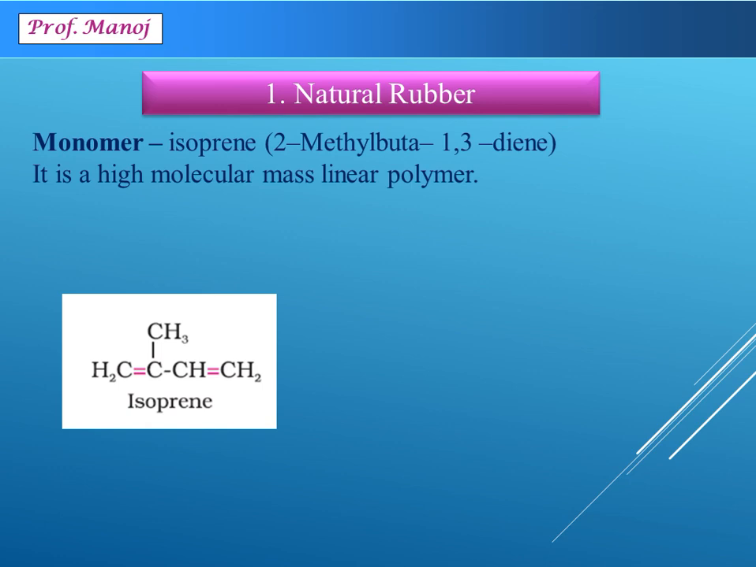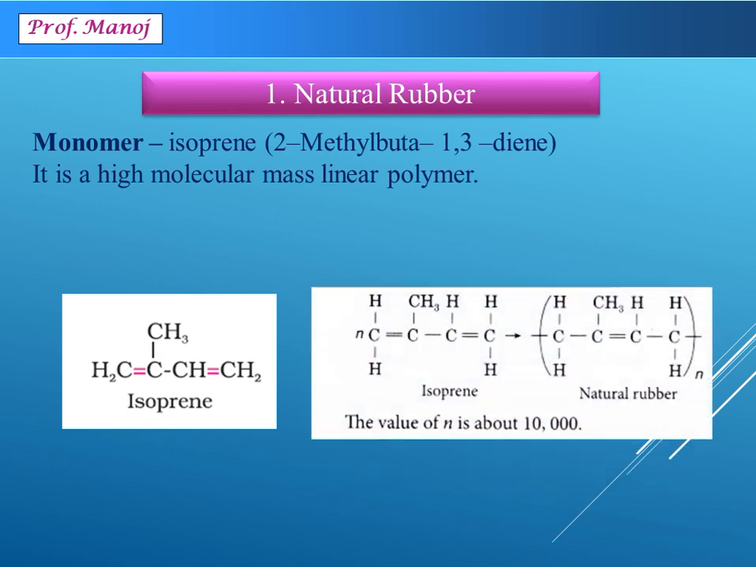Natural rubber is a high molecular mass linear polymer and you can see the structure of the natural polymer. Compare it with the structure of isoprene. The first CH2 is as it is, CCH3, CHCH2. The only difference you can see in this structure is the double bond has shifted from first and third position between second and third carbon atom.